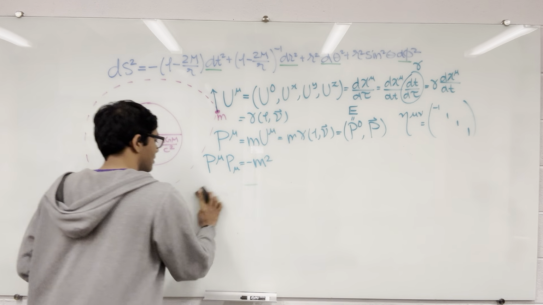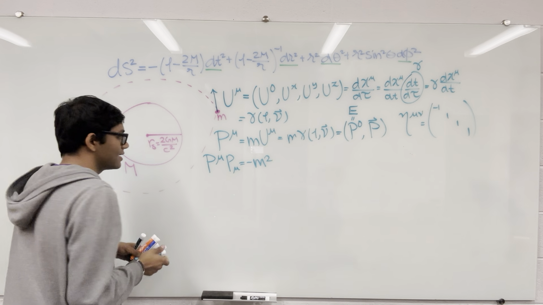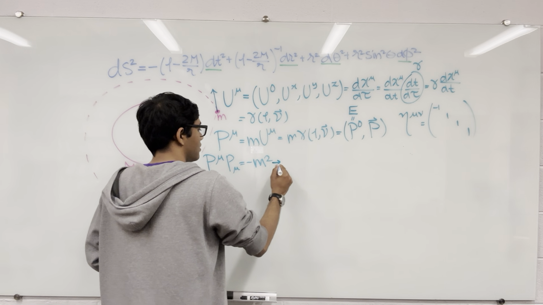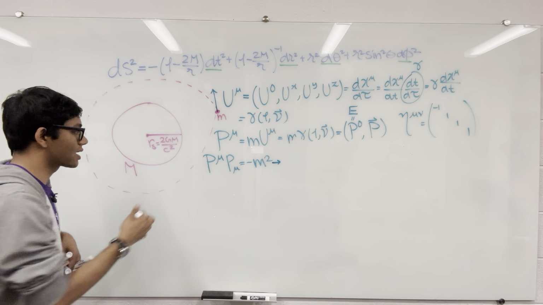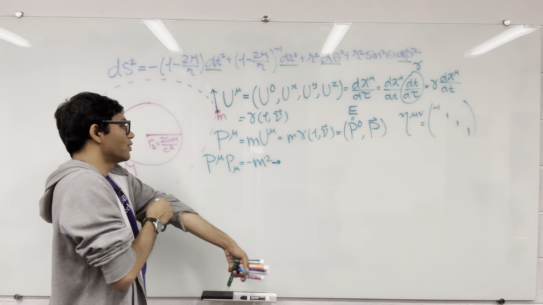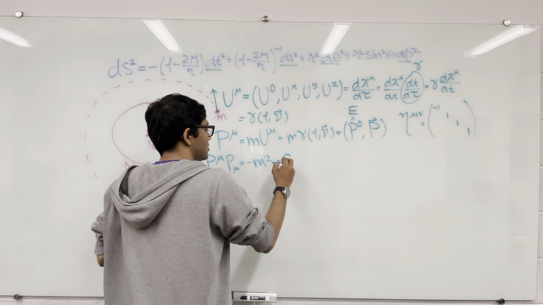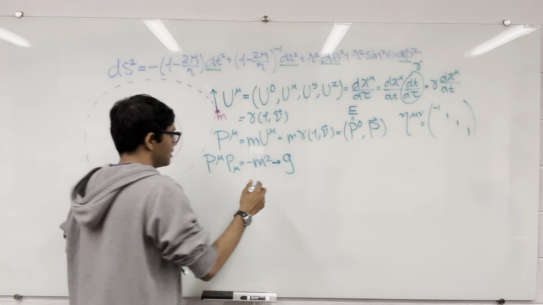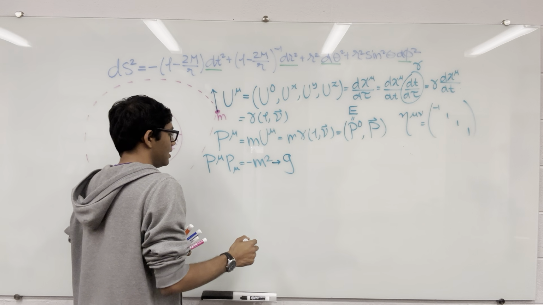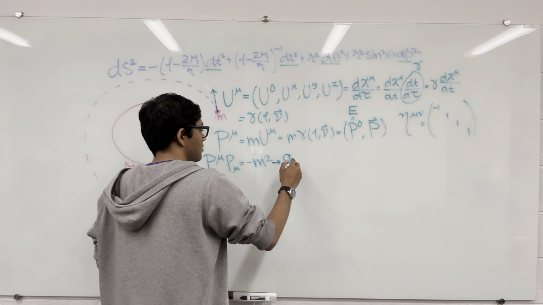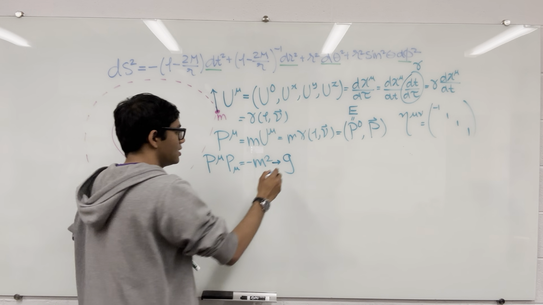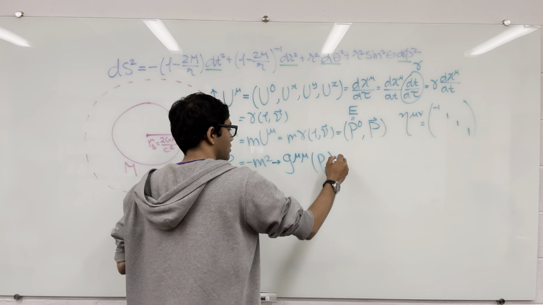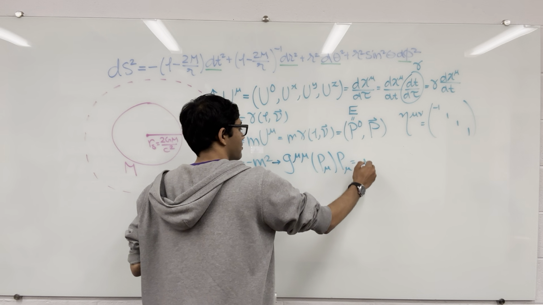So let's erase all of this. I'm going to expand this as follows. So p^μ, this uppercase P with a contravariant upper index, we can write it as, let's write it like this, g^μν p_μ p_ν is equal to minus m squared.